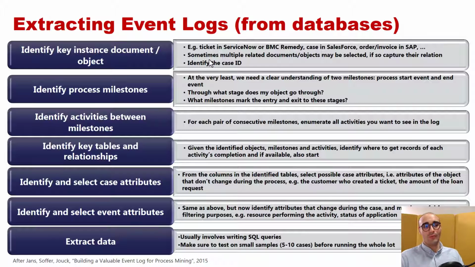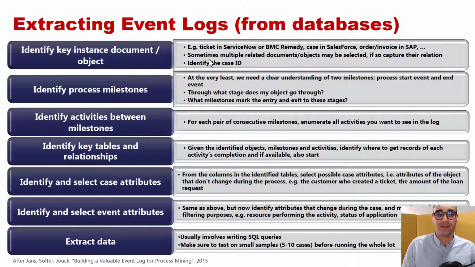Some tasks that you need to include in your pre-processing are identifying the key instance documents or objects. If it's an order-invoice business process, you need to identify what exactly the order is and what the invoice is, and where they exist in the database. Also, you need to identify exactly what the case identifier is, because some business processes come with complexity in identifying the case identifier. You need to find a way of setting the case identifier.